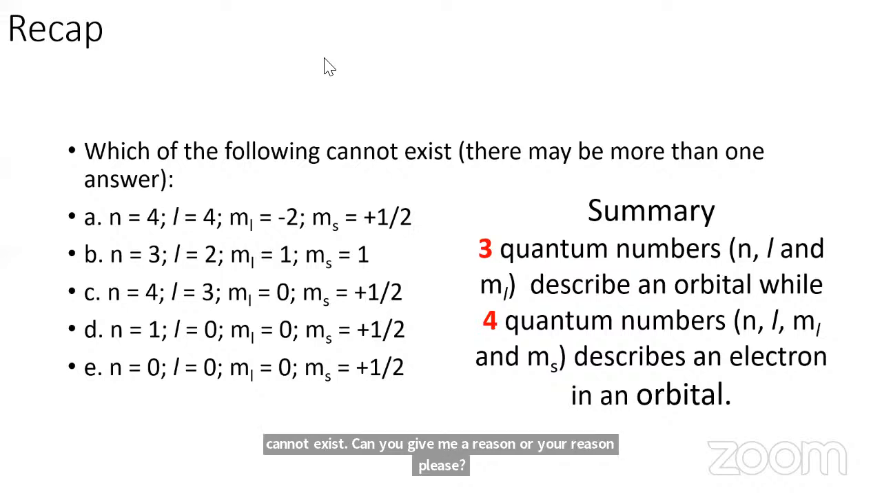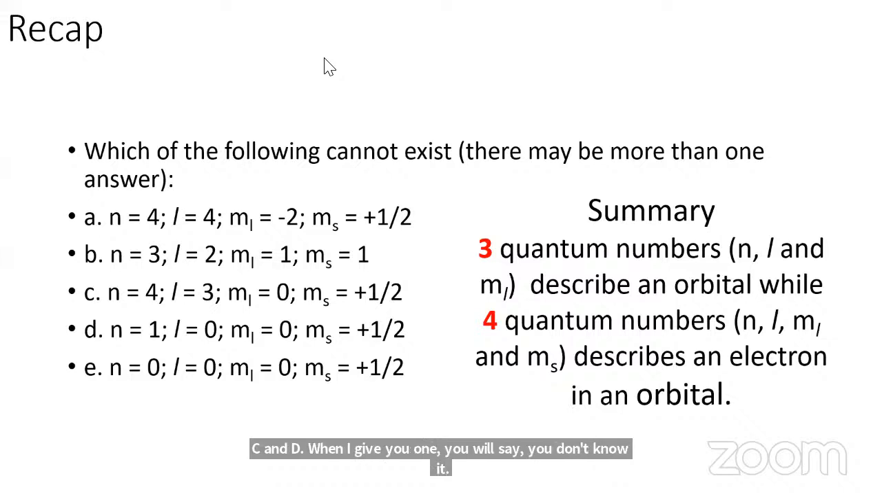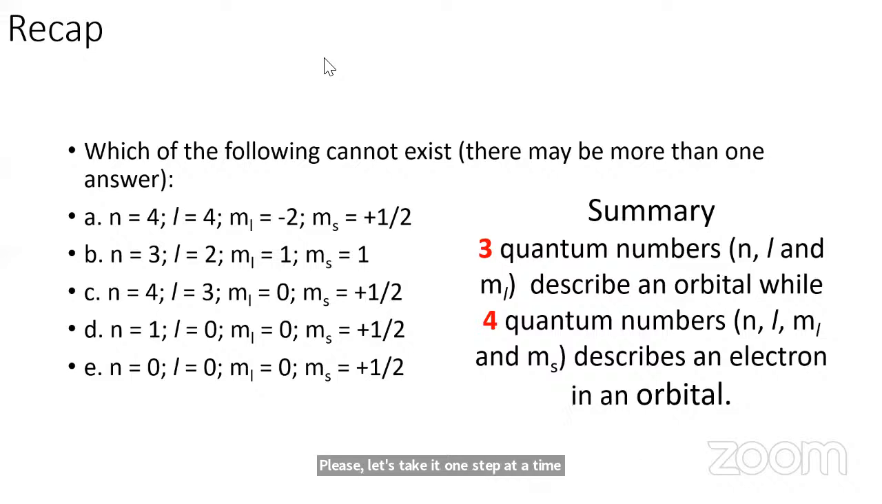We've not gone to D. All these people that are flying to C and D, when I give you one now, you will say you don't know it. Please, let's take it one step at a time. Oluwabusola, why are you going to M equal to 5? What do you mean M equal to 5? Can you please let me understand so I will address what you have written, because it is in no way related to what we are saying. We do not have 5 here, so how are you coming up with 5?